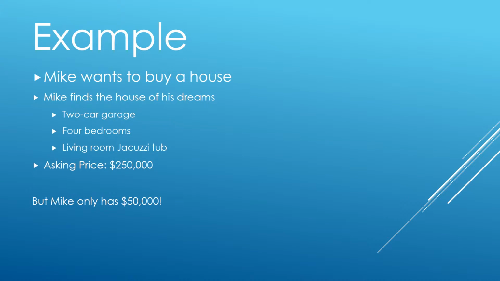Because calculating a loan payment is relatively straightforward, let's start with an example. Mike wants to buy a house. Everything that Mike is looking for in a home is commonplace, with one exception. Mike wants a jacuzzi in the living room. So, when Mike finally finds a house with a living room jacuzzi, he knows he can't pass it up.